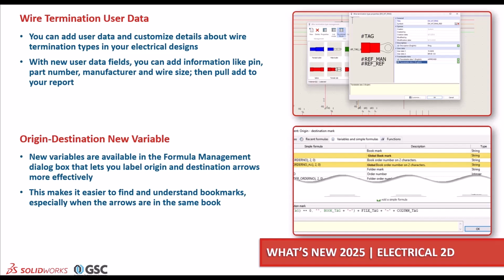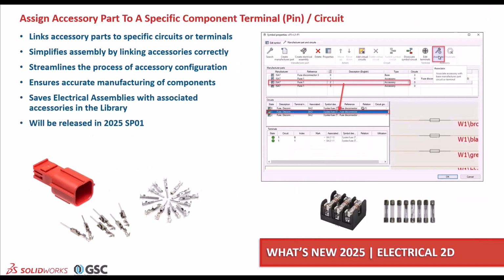Some new variable entries are offered for origin destination arrows, giving you better navigation and better understanding of the bookmarks traveling in the same book. Coming soon to your 2025 release, FD1 will include this capability. I have not yet gotten to play with this, but I am excited to announce that per terminal accessories are now allowed to be assigned to a circuit.